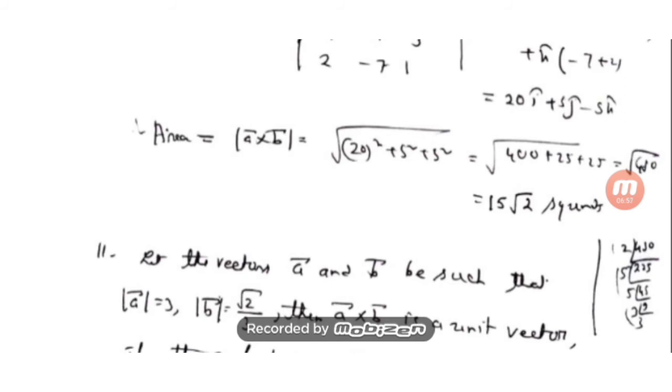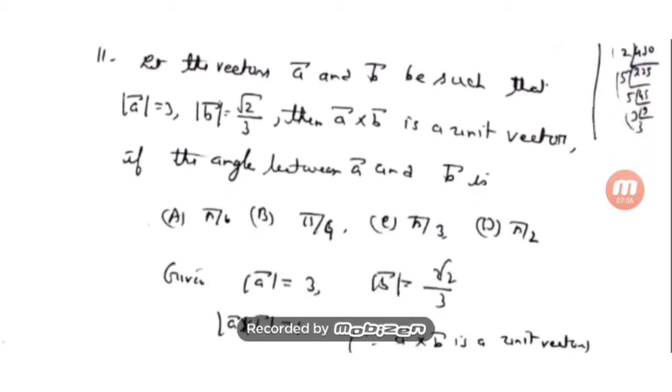Now let us go to the solution of question number 11. So let us see what our question is. Here it is given: let the vectors a bar and b bar be such that the magnitude of a bar is 3, the magnitude of b bar is root 2 by 2, and a bar cross b bar is a unit vector. The cross product is given as a unit vector.